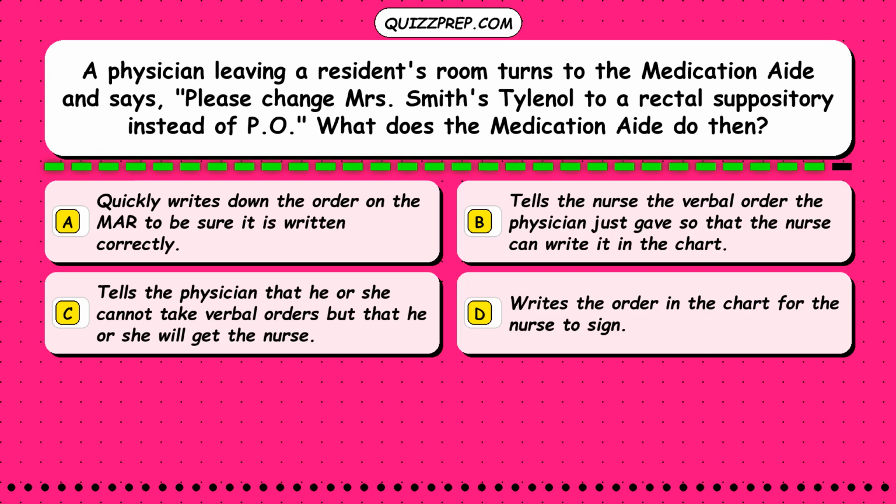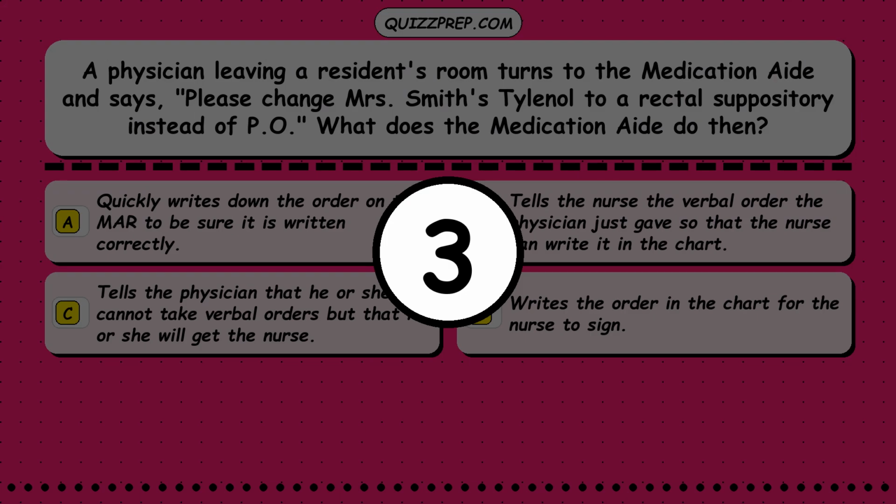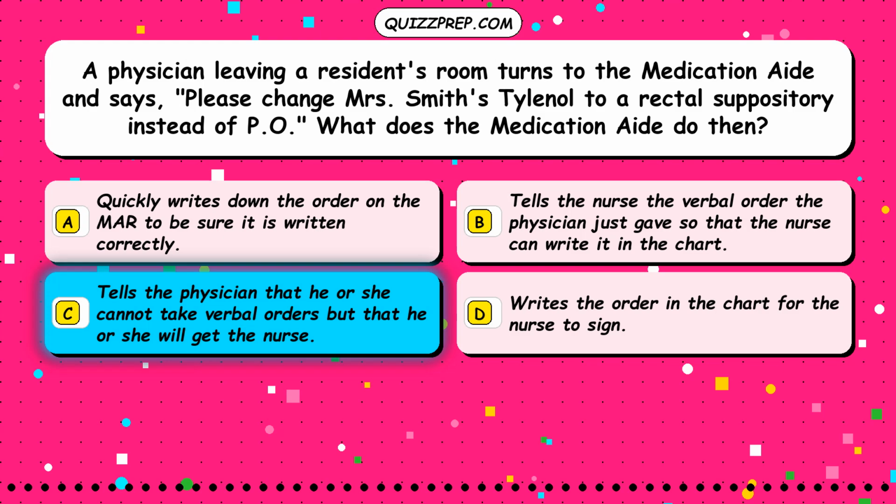Question 73. A physician leaving a resident's room turns to the medication aide and says, "Please change Mrs. Smith's Tylenol to a rectal suppository instead of PO." What does the medication aide do then? Option A, quickly writes down the order on the MAR to be sure it is written correctly. Option B, tells the nurse the verbal order the physician just gave so that the nurse can write it in the chart. Option C, tells the physician that he or she cannot take verbal orders but that he or she will get the nurse. Option D, writes the order in the chart for the nurse to sign. The correct answer is option C, tells the physician that he or she cannot take verbal orders but that he or she will get the nurse.